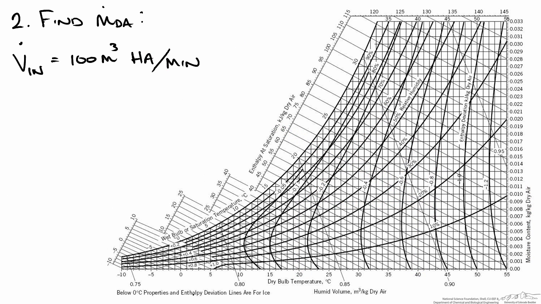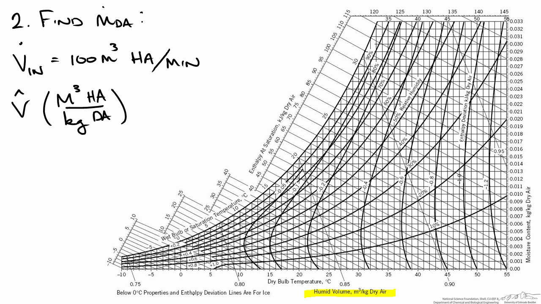Next, we need to find the mass flow rate of dry air, which isn't changing in the process. The mass flow rate of dry air into the heater is the same as the mass flow rate of dry air out of the heater. What we do know is the volumetric flow rate into the heater is 100 meters cubed of humid air per minute. A piece of information that's going to help us on the humidity chart is the humid volume, which gives us the volume of humid air in meters cubed per kilogram of dry air.